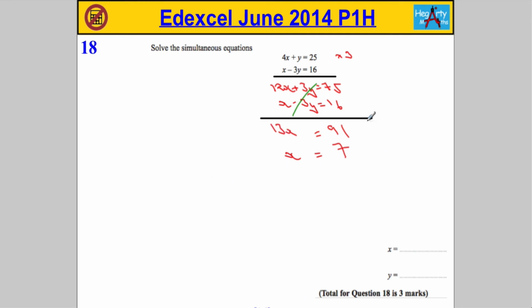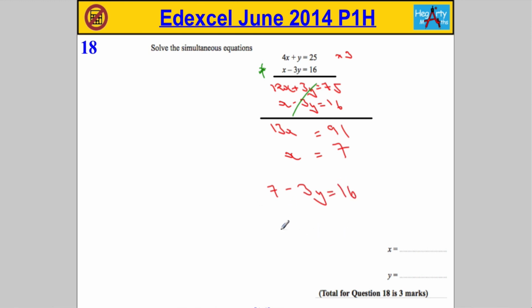We're going to substitute that value of x back into one of the equations. I'm going to substitute back into this equation because this is the easiest one to use. You can do either, but it is easier to use the bottom equation because we've got a single value of x. So we know that 7 minus 3 lots of y is going to equal 16.